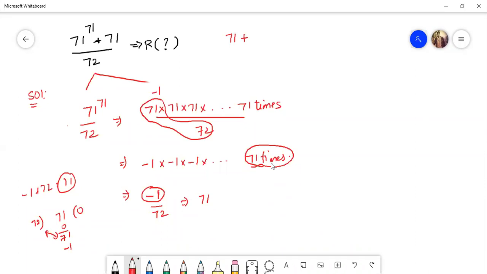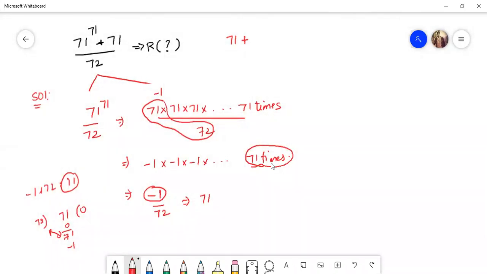Now I have the second question where I have 71 by 72. So what is 71 by 72? The remainder is minus 1 or the remainder is 71 only. You can take any one of them. So the total is 142 divided by 72. You will get the remainder as 70. 72 ones are 72. Remainder is 70. So my final answer for this question is 70.